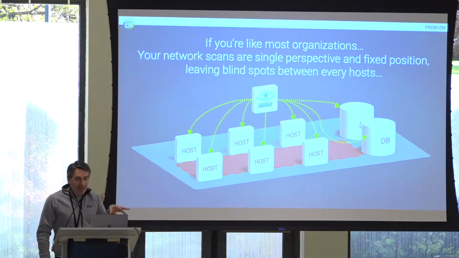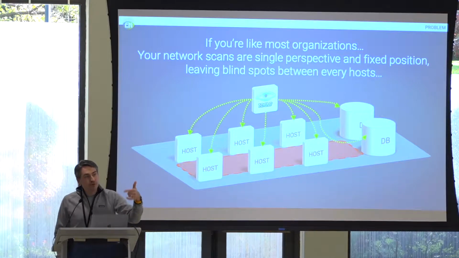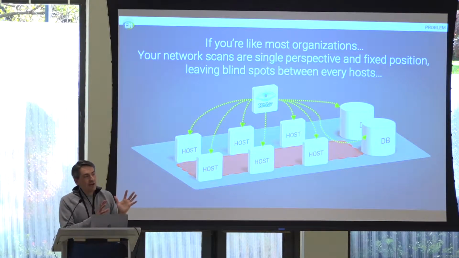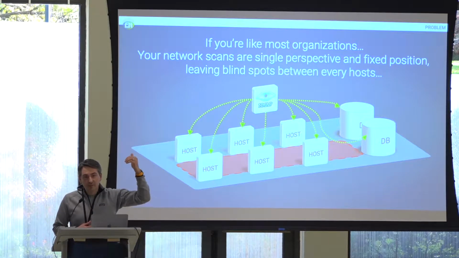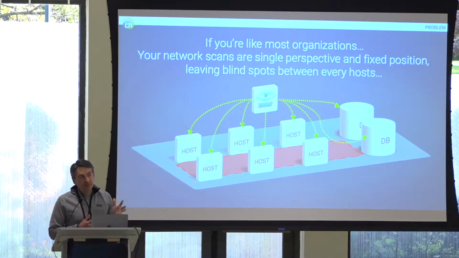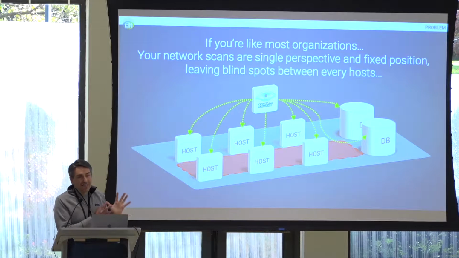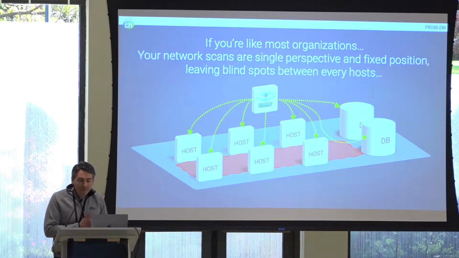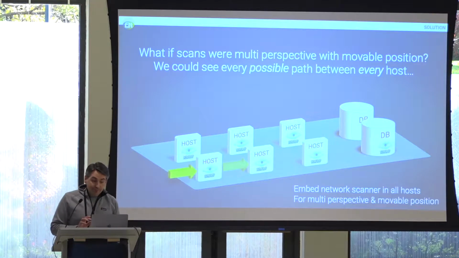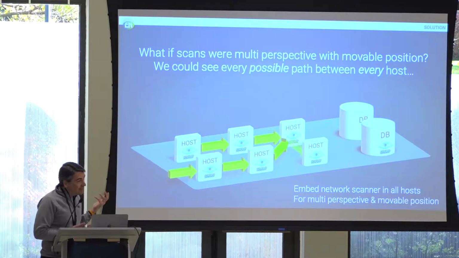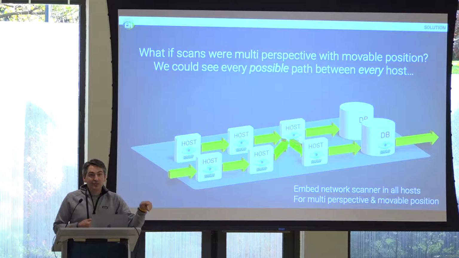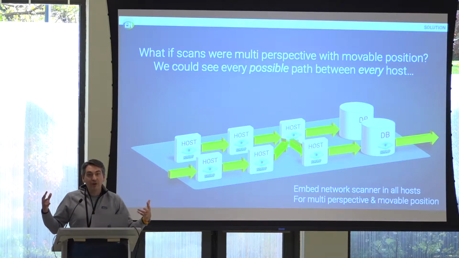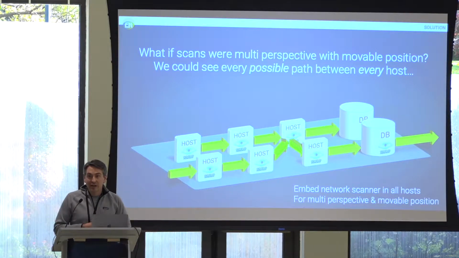Those are the pathways that the attacker can use to move laterally. And you don't actually know what the perspective is from the domain controller, or from the file server. You only know the perspective of the Nmap system. So what if I told you that we could make every system an Nmap scanner, and every system scanned every other system, so you had this multi-dimensional view of the total attack surface of the network?